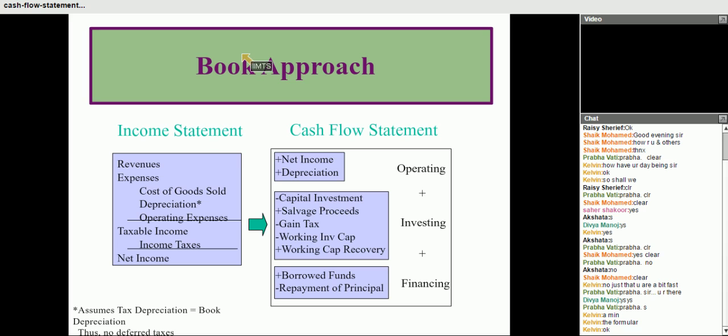This is the book approach. This is your income statement and this is your cash flow statement, right? So this is your operating income, investing and financing. Investing, all these things come: capital investments, salvage proceeds. We will see a few examples shortly. Gain tax, working capital investment, working capital recovery, capital recovery.